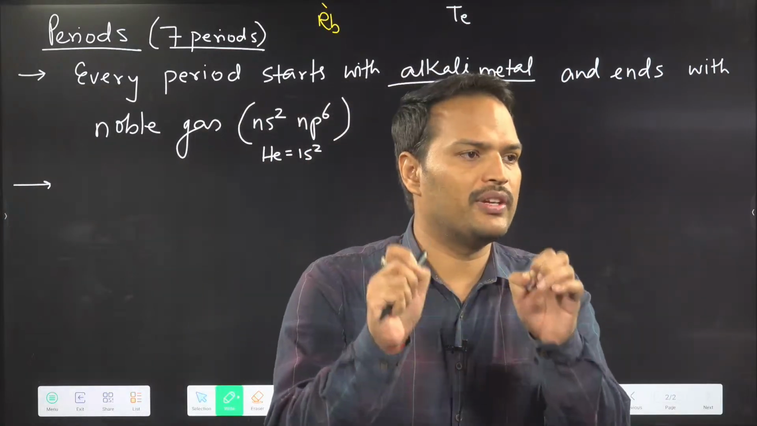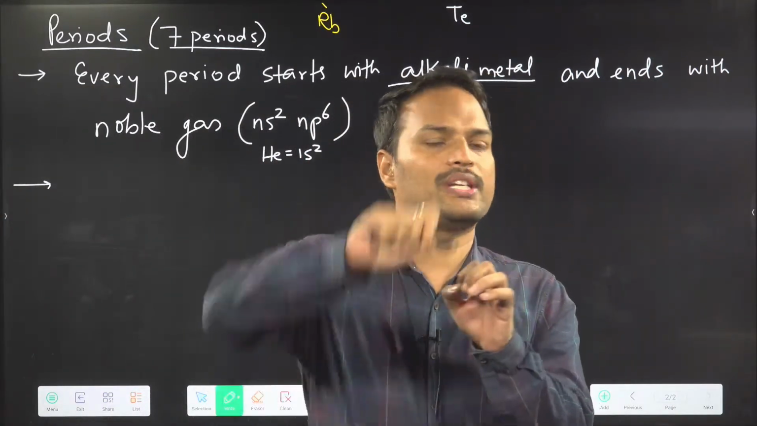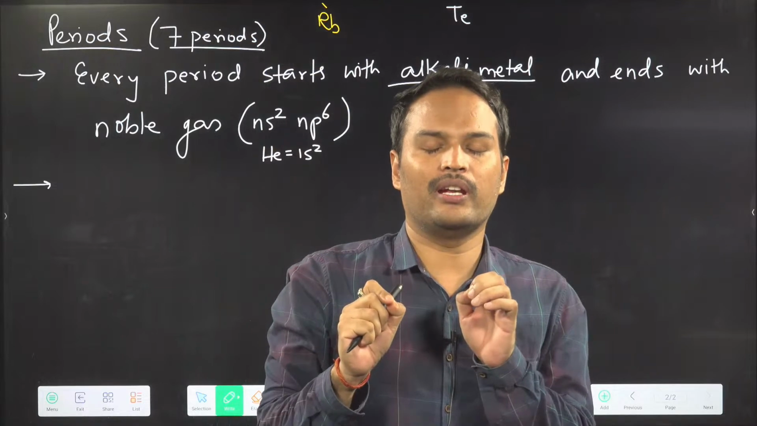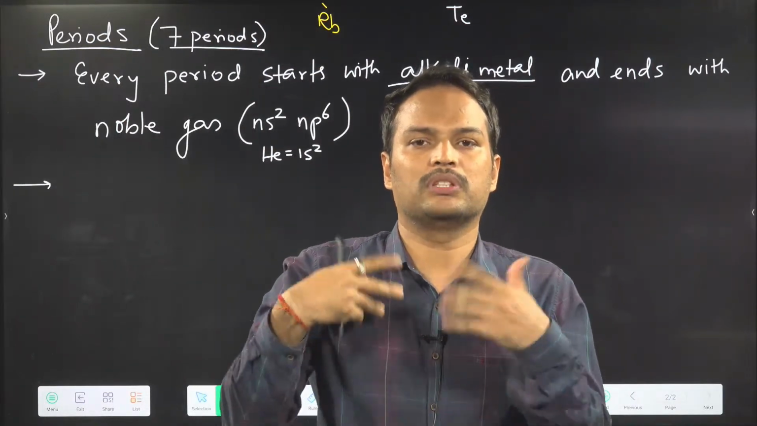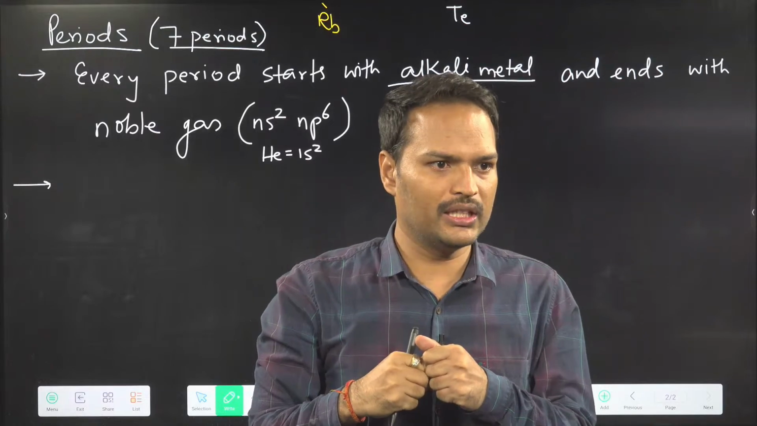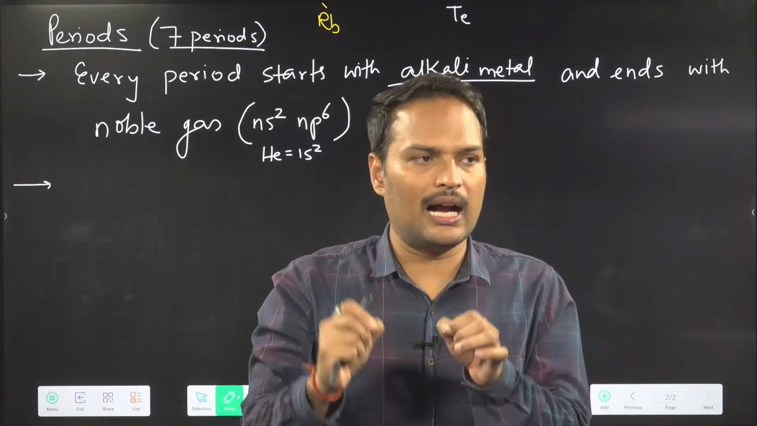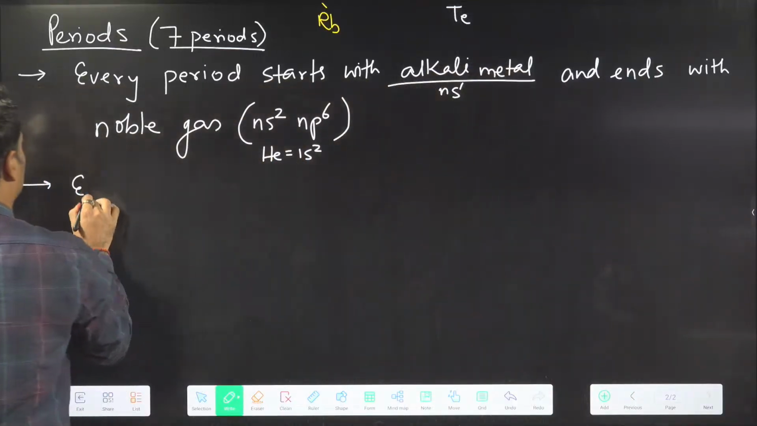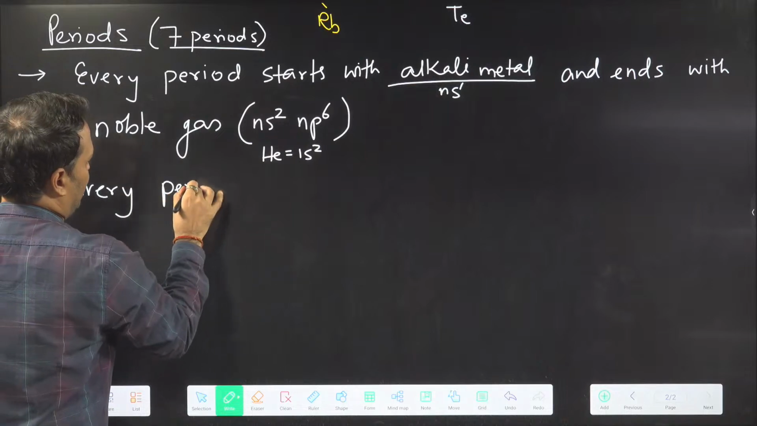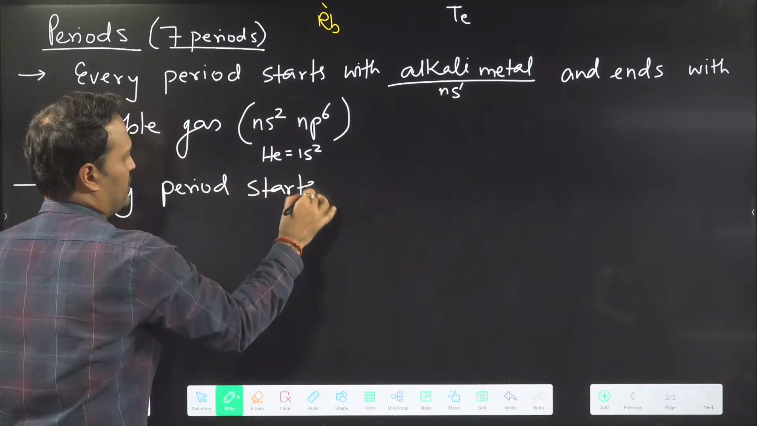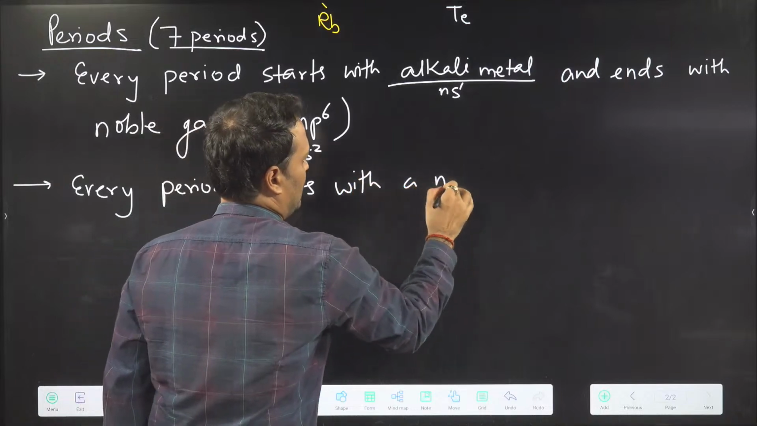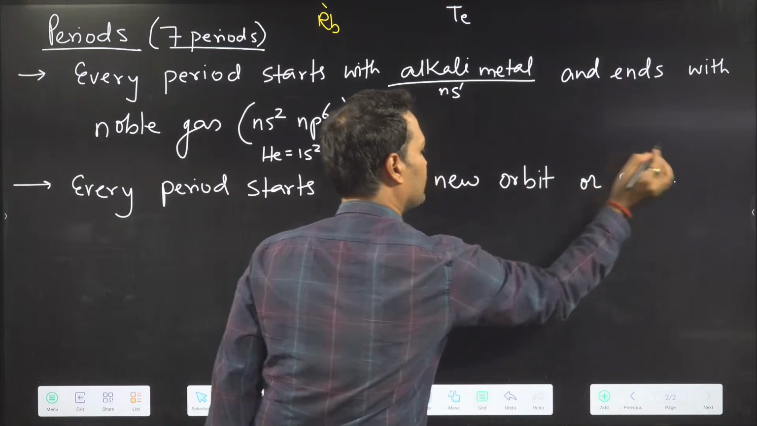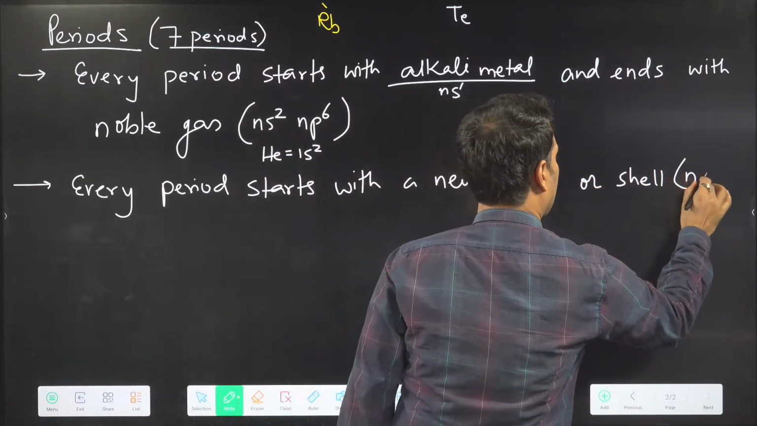Every period starts with a fresh, or you can say new, shell or orbit. You have seen this? Lithium, from where does it start? 2s1. Sodium, 3s1. Are you getting this point? Every period starts with a new orbit or shell. That is why we write ns1 like this.